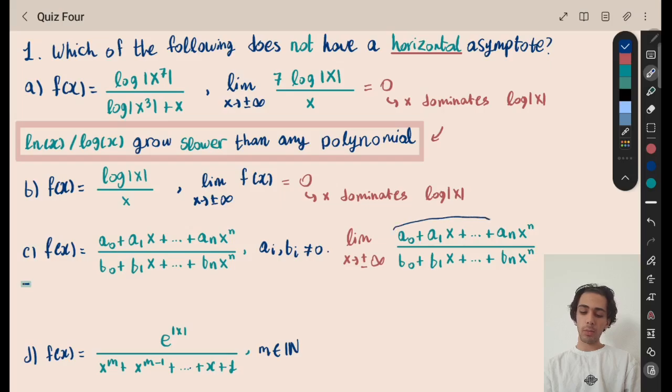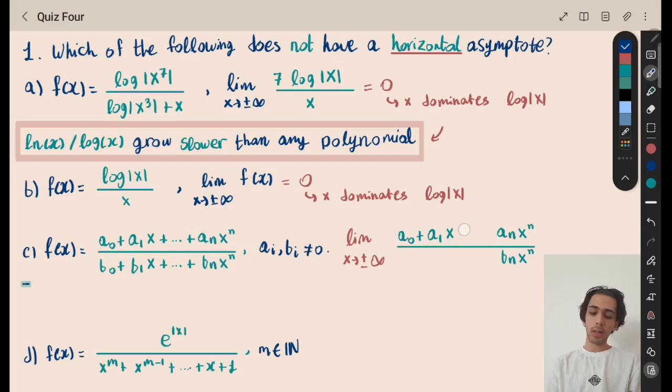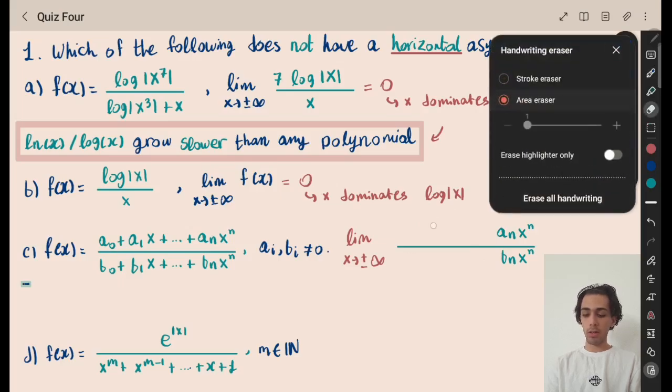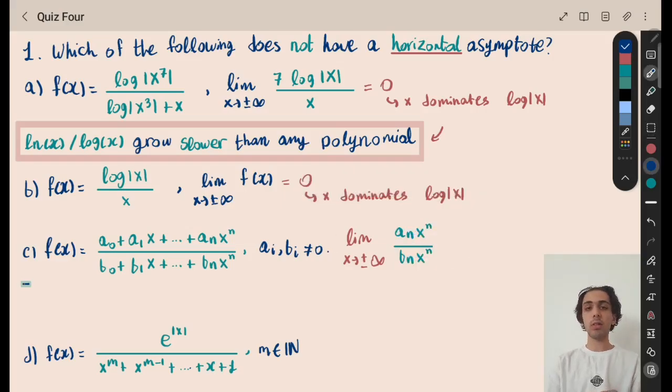Since all of these terms are slower, we can just remove them. By slower, I mean that x grows slower than x squared, which grows slower than x cubed, and x cubed grows slower than x to the fourth, and so on and so forth.